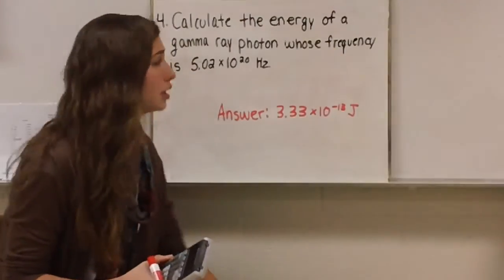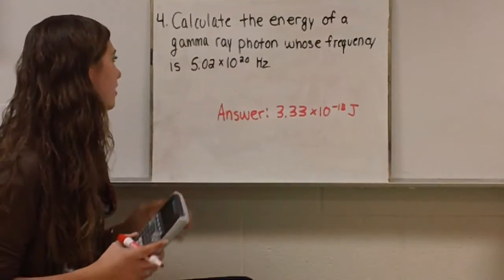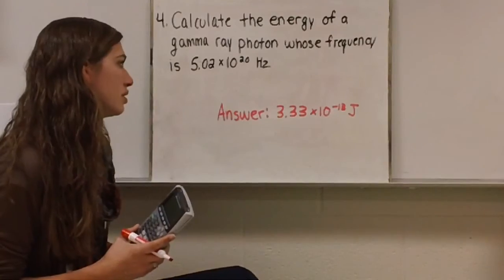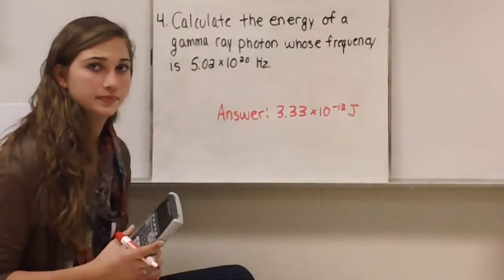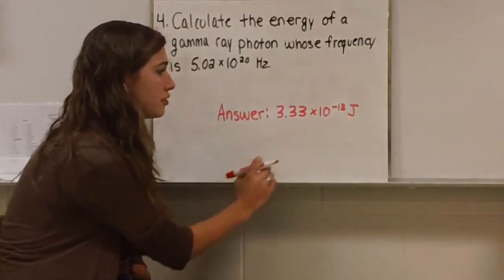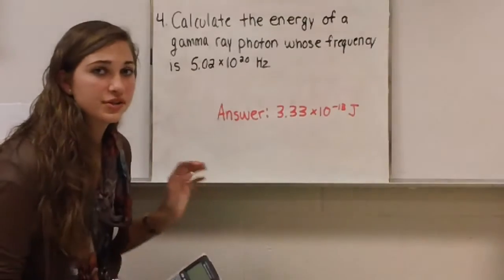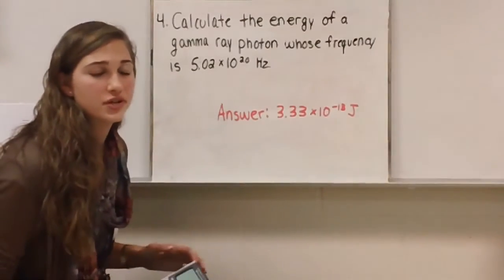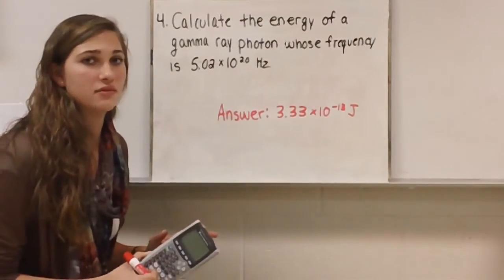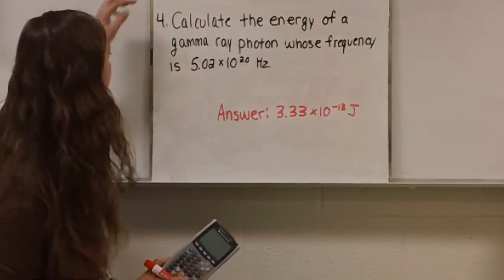Alright, so let's try this one on your own. Calculate the energy of a gamma ray photon whose frequency is 5.02 times 10 to the 20th hertz. The answer that I got here was 3.33 times 10 to the negative 13 joules. Make sure you get that same answer. If you don't, try to look over it again. And if you still can't come to the right answer and don't understand it, we can go over it in class.